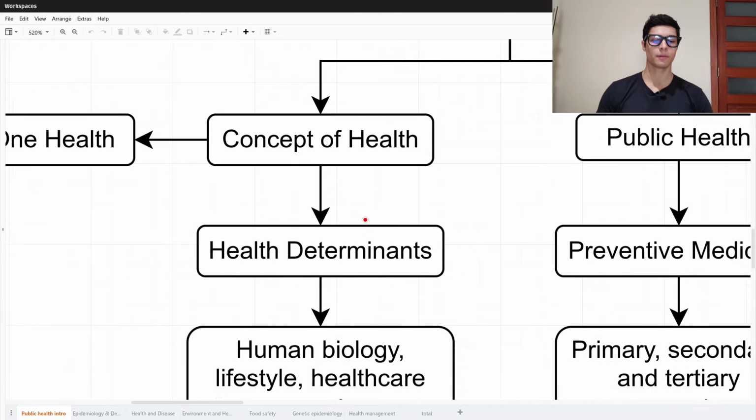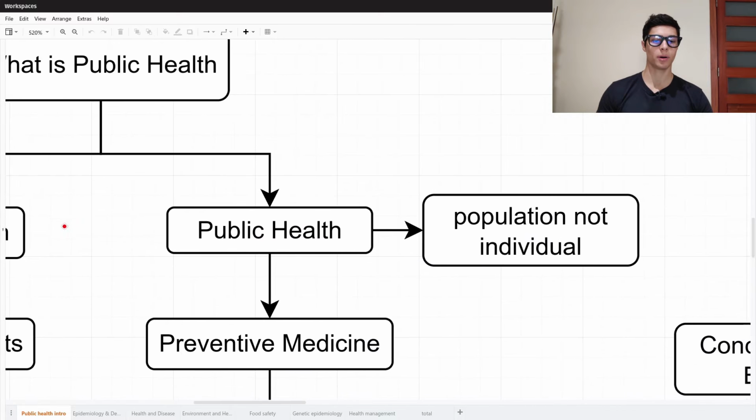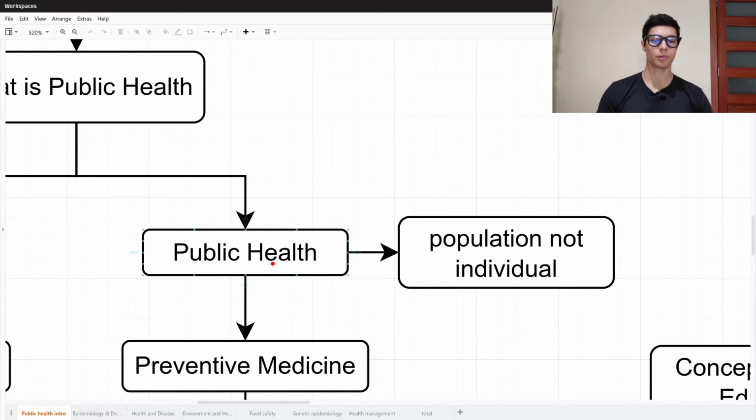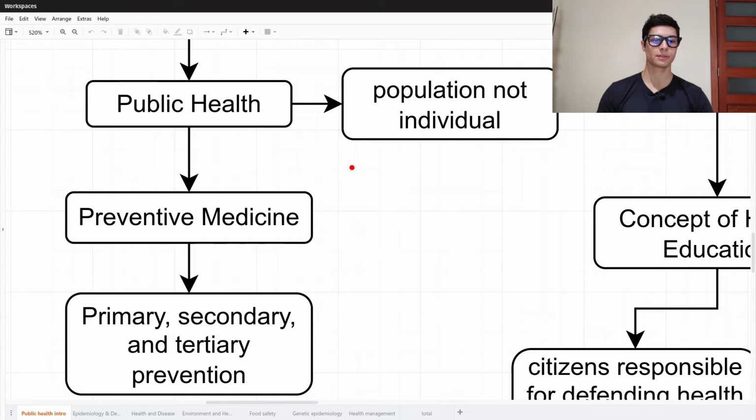The concept of health, I define it by the individual. But when we talk about public health, it's not the individual, it's the population. So it's to apply these concepts to a big group of people. Public health is exactly that, focusing on populations and not individuals. And you have to know that there are populations inside a population. A population is a group of people that tends to live near each other in a small given territory, and they share some things in common.